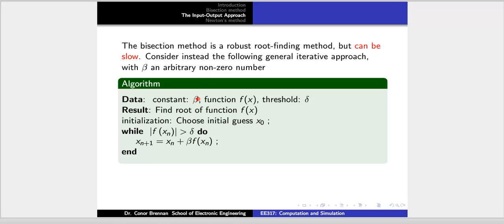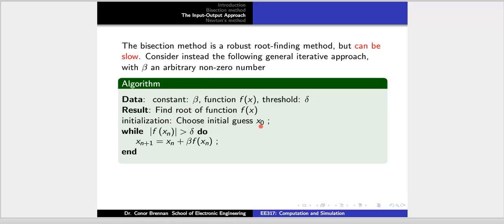We have some number beta, some function f of x, some threshold delta. Actually, I'm a little bit loose here. This beta isn't actually a constant. Beta changes from step to step, so I shouldn't really call beta a constant, as we'll see later on. Beta is just some number or some variable. With a function f, we're trying to find its root, and we have a threshold. Again, we have a threshold because this is a numerical process. We're not going to find an exact root, but we are going to find some number such that f of that number is less than the threshold. So the result is to find the root.